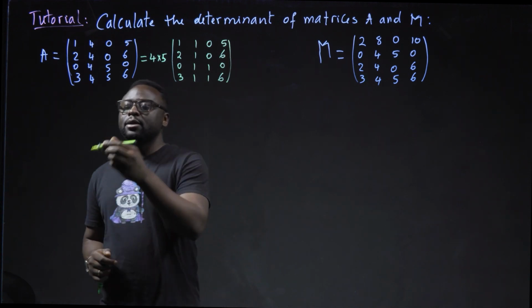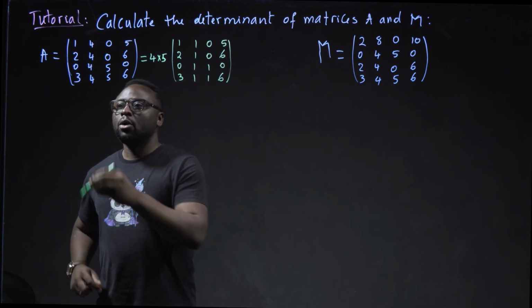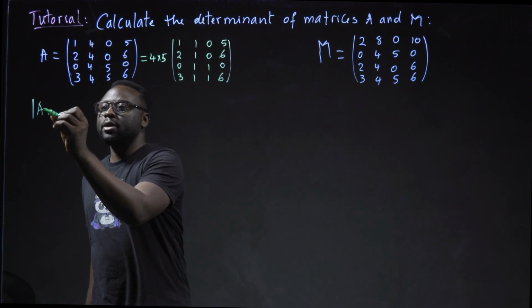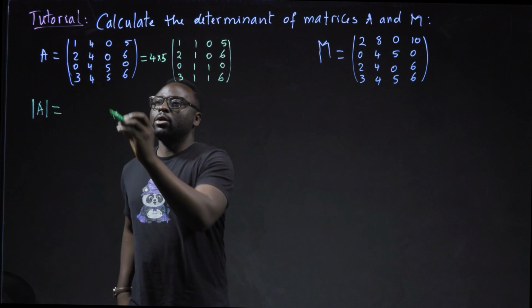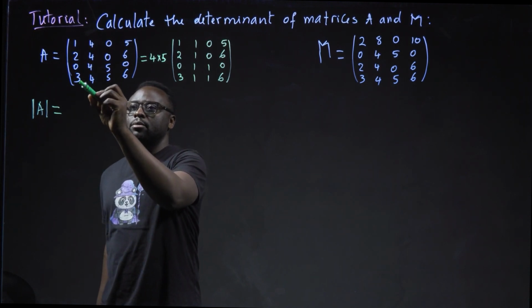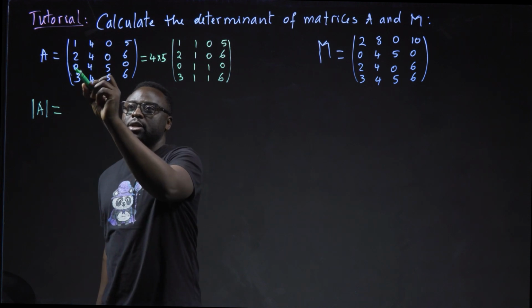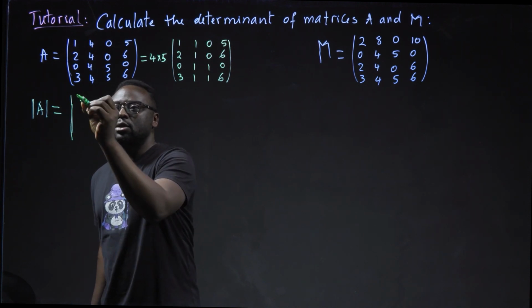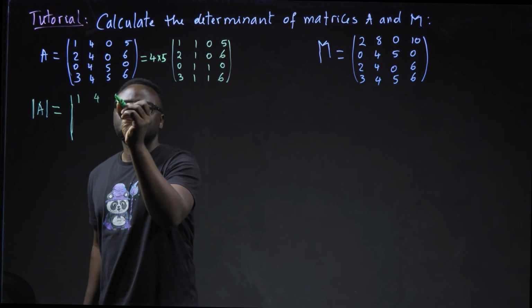Now, to find the determinant of this matrix, we start with this. The notation of determinant is this. I want to get rid of this value, right? 2 and 3, because we already have 0 here. That's very good. So we fix this first row. This is 1, 4, 0, 5.